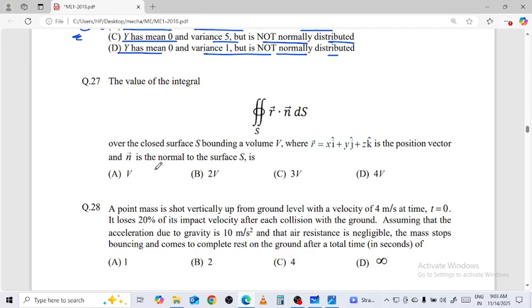Now the next question: the value of the cyclic integral of the double surface integral r dot n cap dS over the closed surface S bounding the volume V, where r is equal to xi plus yj plus zk is the position vector and n bar is the normal to the surface S.